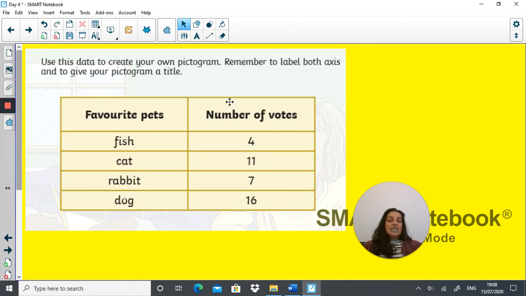And this is the second pictogram. Actually, sorry, you've drawn a bar chart and now you're going to create your own pictogram. Remember to label both axes and give your pictogram a title. This is the information I would love to see in your pictogram. You've got favourite pets, fish, cat, rabbit and dog, and the number of votes that each received. So you just show this information in a pictogram. If you can't remember how to do that, then go back in this video and look at the previous pictogram to see if it can help you to make your own pictogram. Good job, guys.